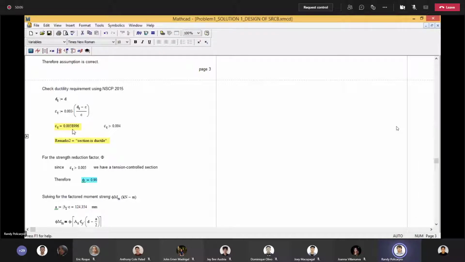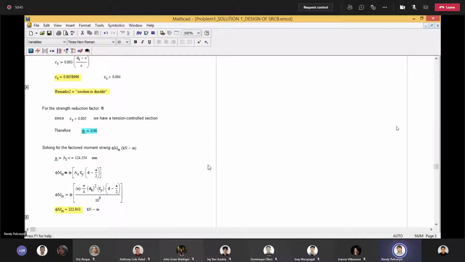0.059 when rounded off. And this is greater than what? Greater than 0.004. So 0.004 is the criteria for us to identify if our design is ductile. So lumilitaw ductile yung ating design, even though pinili natin tatlo lang. So ang design natin ductile. Magandang balita to.